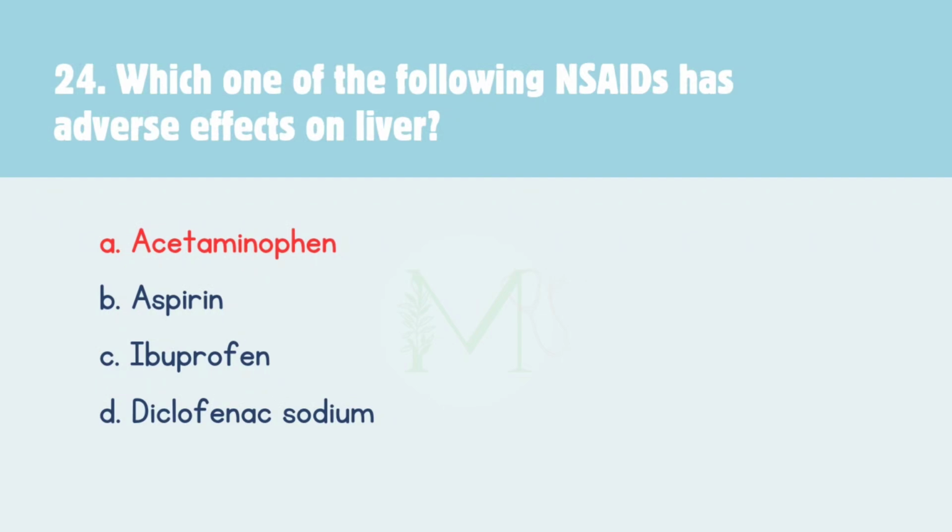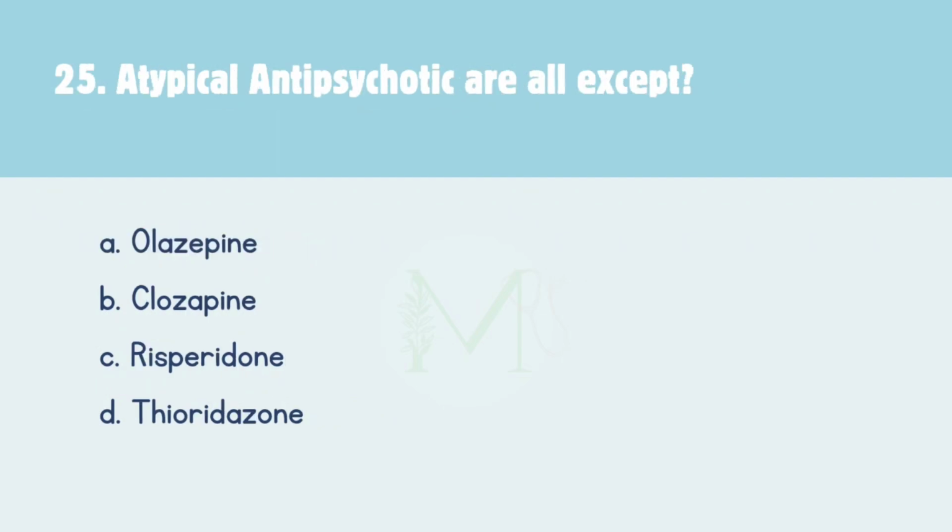Acetaminophen has well-known hepatotoxicity, which is liver toxicity, especially when taken in overdose. Chronic use or overdose can lead to acute liver failure due to accumulation of toxic metabolites, particularly in individuals with pre-existing liver conditions or those who consume alcohol regularly. Aspirin, ibuprofen, and diclofenac sodium can affect the liver, but in rare instances. Acetaminophen is the most significant NSAID-related drug when it comes to liver damage. So the correct answer is option A, acetaminophen. Moving on to the next question.